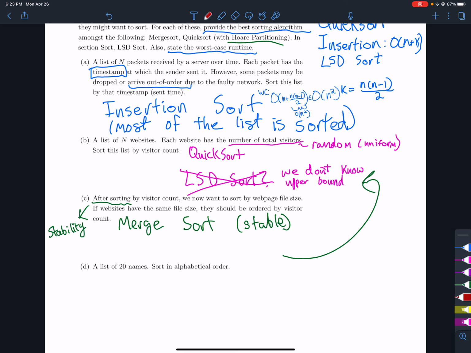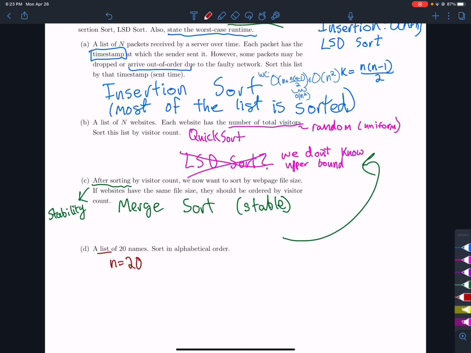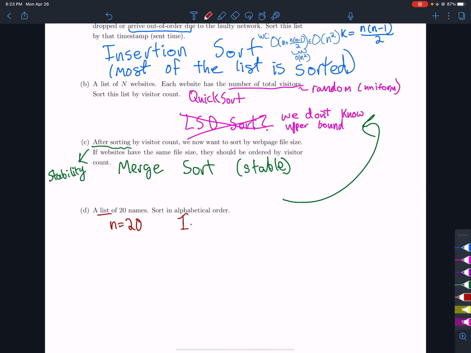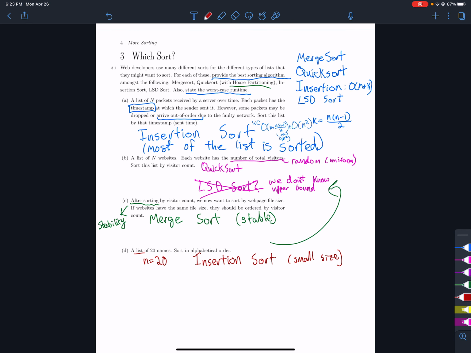Okay. And then finally, for part D, we have a list of 20 names. So here we'll notice that our list is actually of a very small size. n equals 20 is a very small size. So generally, when you want to sort something of a small size, insertion sort is a good way to go. Because of small size. 20 is relatively small compared to asymptotic stuff, where if you're looking at Google data centers, it's hundreds of thousands or millions or billions of items in a list. Compared to that, 20 is really small.